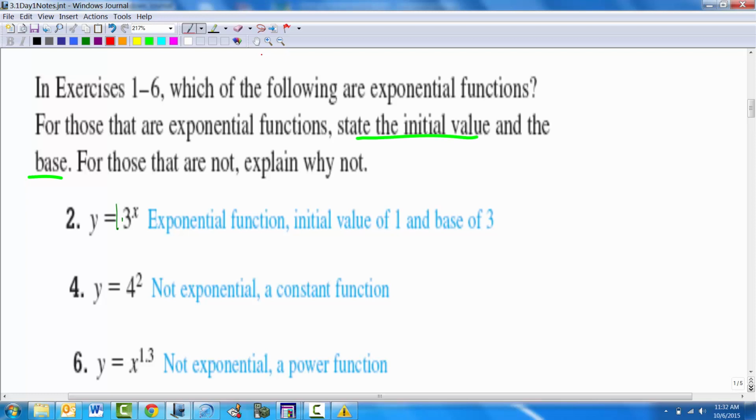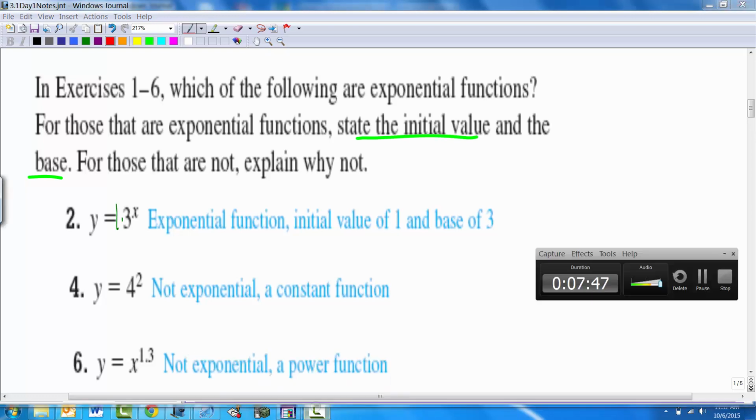4 is not an exponential, even though there's an exponent, because what's 4 squared, everybody? There's not even a variable. That is a horizontal line. So it's actually called a constant function, even though it does create a line. Then the third one is not even a polynomial, that's our power function section. Okay, so again, it's a silly start in the homework.